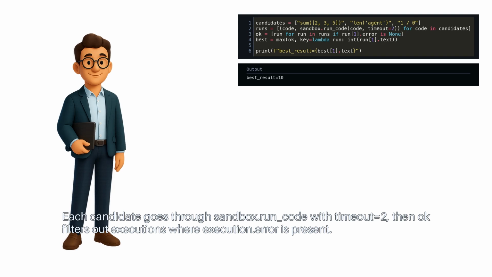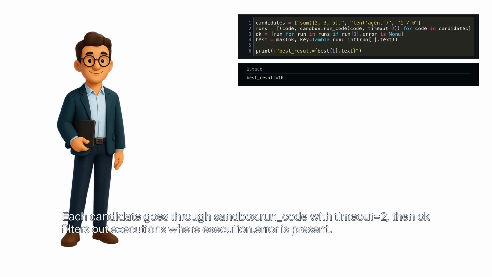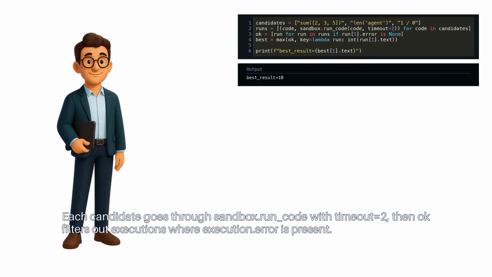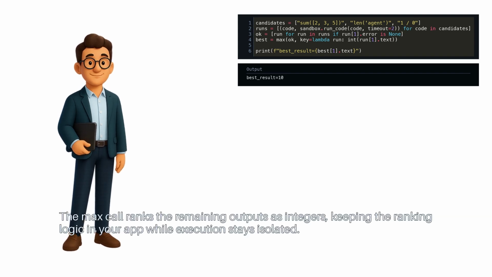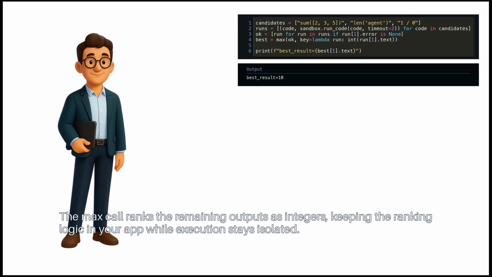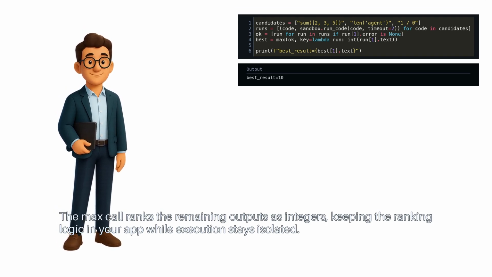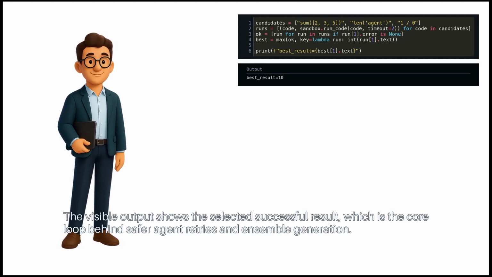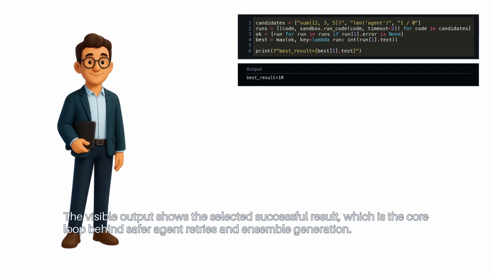Each candidate goes through sandbox.run_code with timeout=2, then ok filters out executions where execution.error is present. The max call ranks the remaining outputs as integers, keeping the ranking logic in your app while execution stays isolated. The visible output shows the selected successful result, which is the core loop behind safer agent retries and ensemble generation.